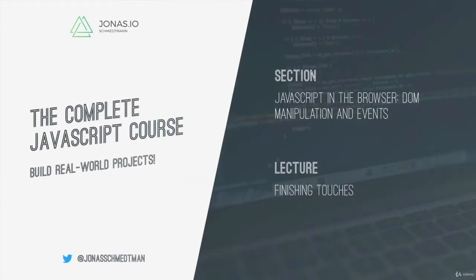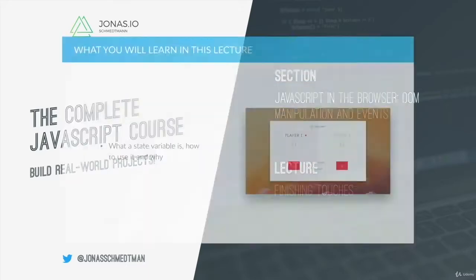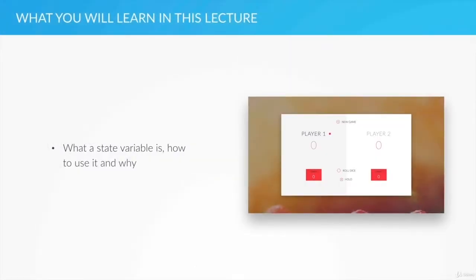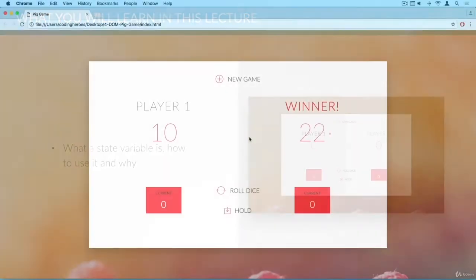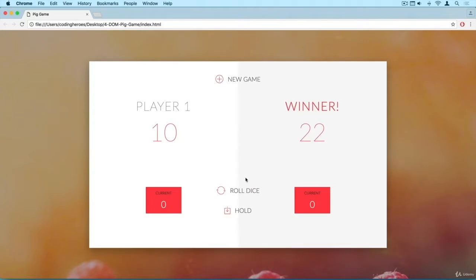Now the time has come to finally finish up our application with only one small thing to do. So in this lecture, you will just learn what a state variable is, how to use it, and also why to use it. And this is really something about programming in general and not just JavaScript. So remember that the problem here was that we can continue to play the game even after we have a winner here. So this starts to look really weird and really not what we want.